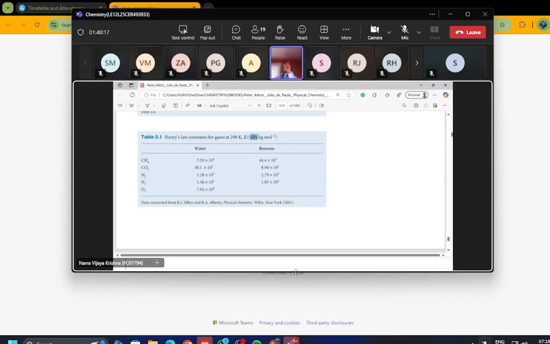What I told you about Henry's constant, it is an empirical relation. That's why, based upon the expression, units of KH will change. So if you are solving a numerical, you need to first check the units of KH. Different scientists will give different data. Accordingly, here they give this data, so accordingly I will change the formula.